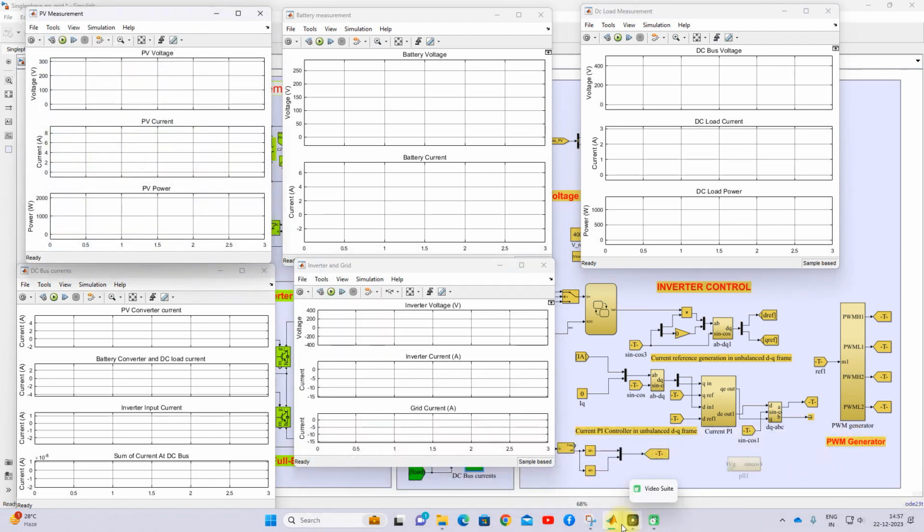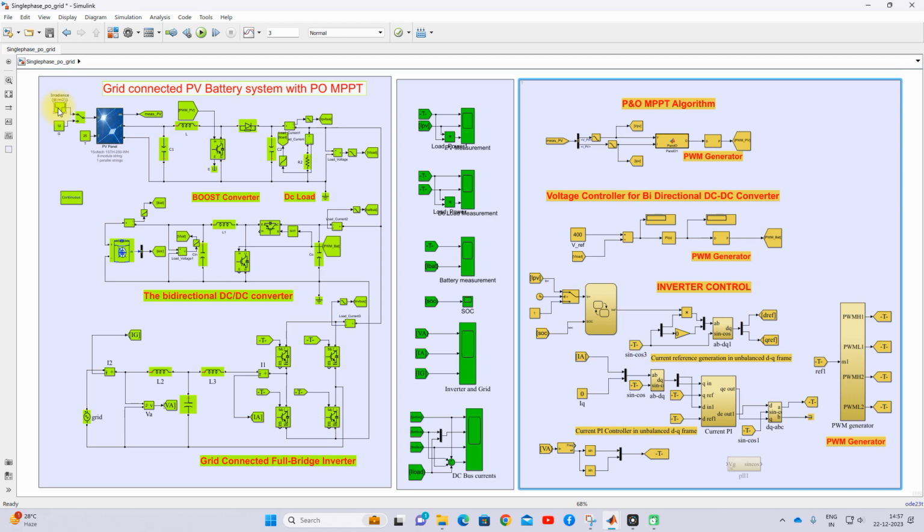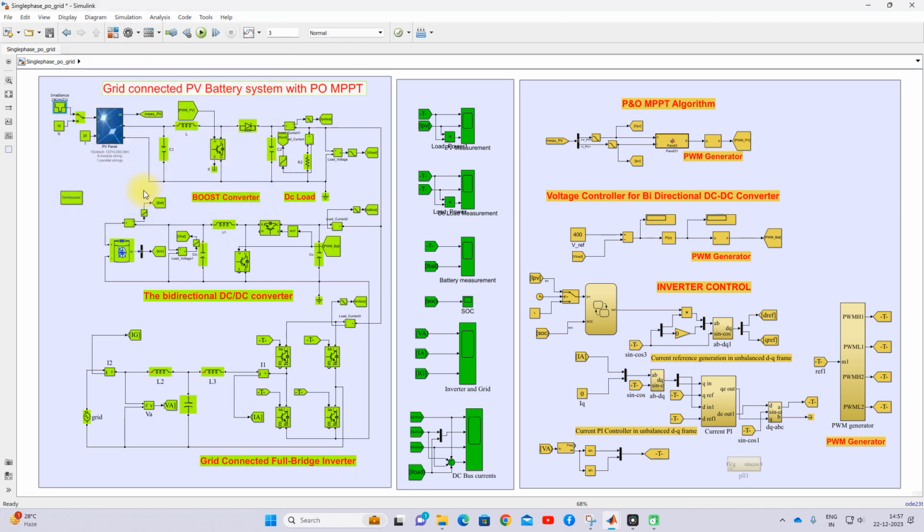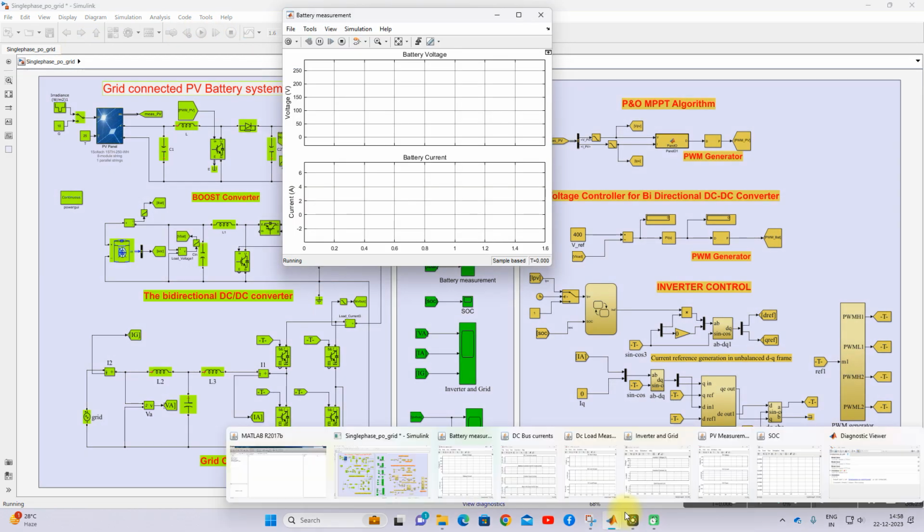Okay, so here you will see that we are changing the radiation every 0.3 second, from 1000 to 500, 500 to 10, and then again it changes to 500 and then to 1000, every 0.3 second. Then you have to check the results. Here I'm going to change the total time of simulation to 1.6 seconds, and then I'm going to run this simulation. Results.